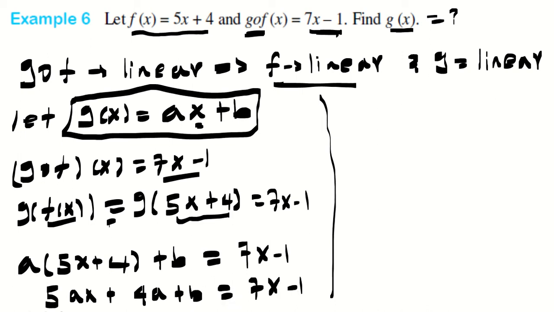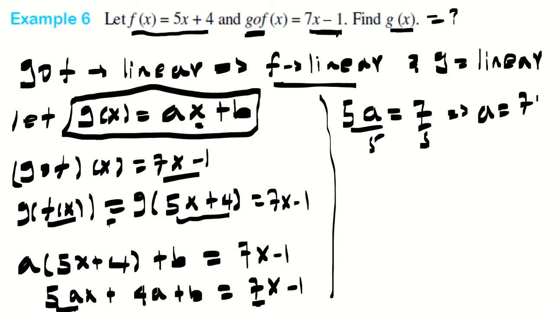Then take the coefficient of x. What is the coefficient of x on the left side? 5a. It must be equal to the coefficient of x on the right side, that is 7. These two are equal. Both of them are linear. That means the coefficient of x on the left side must equal the coefficient of x on the right side. Then divide by 5 on both sides. This implies that a is equal to 7 over 5. We got the value of a.